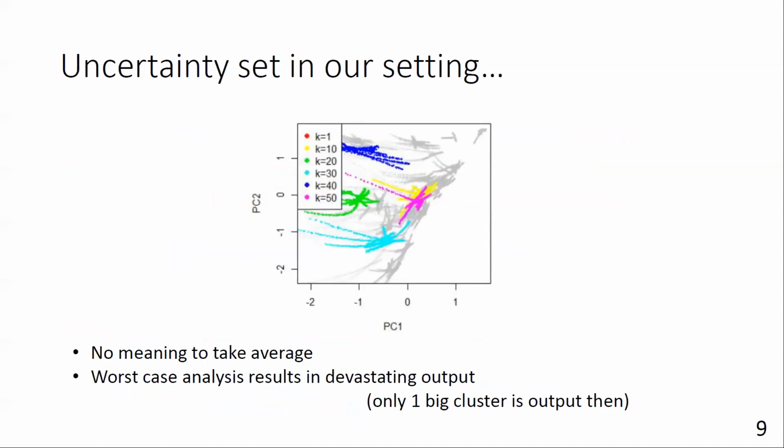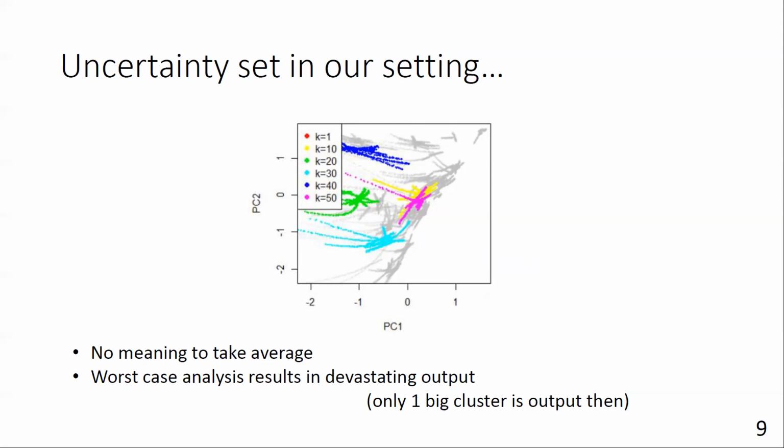Okay. However, these existing studies are not comparable with our problem setting. As you can see, the uncertainty set in our problem is like this. So there is, roughly speaking, no meaning to take average over the uncertainty set. And actually, some scores are not that good when using the first type of existing algorithms, including UK means. And also the pessimistic one, the latter one, that incorporates the robust optimization to clustering results in devastating output.